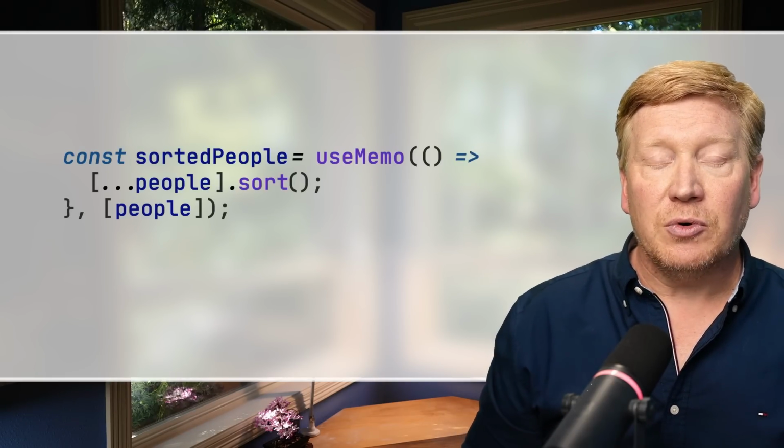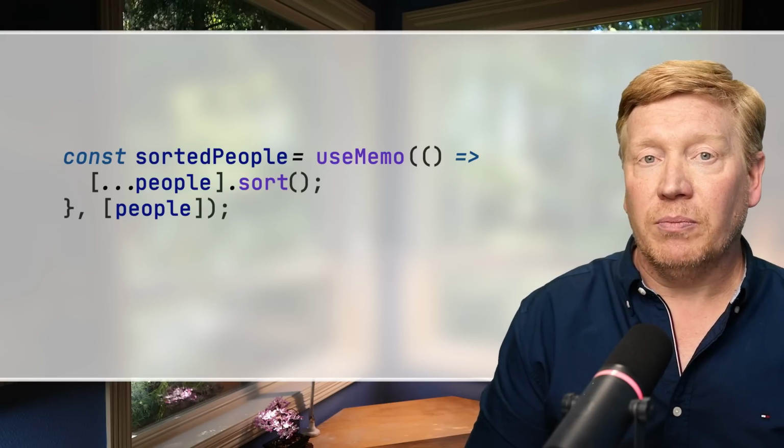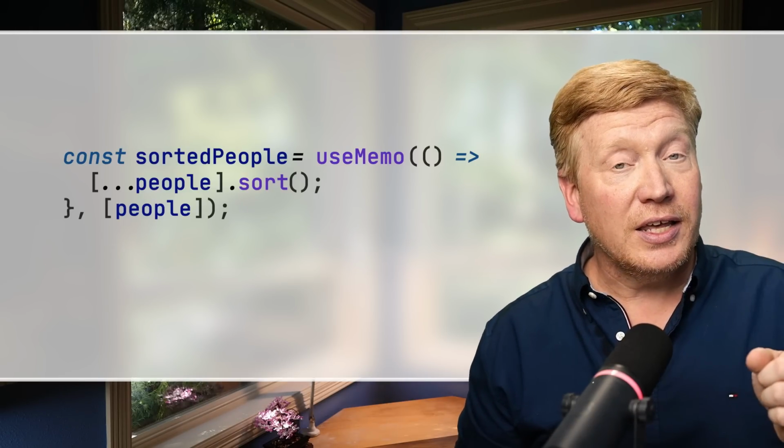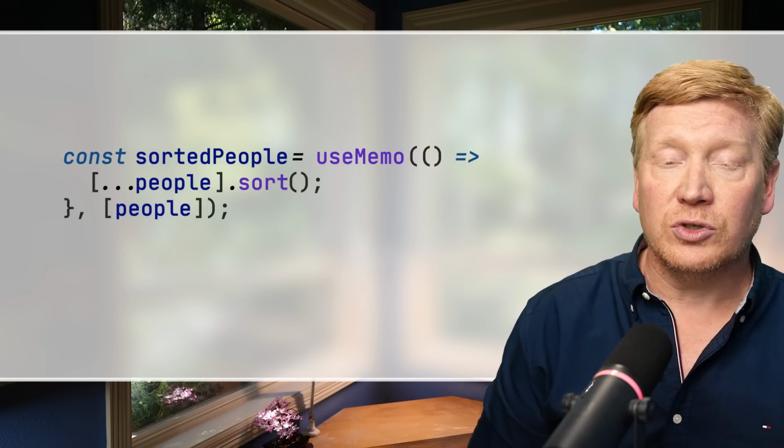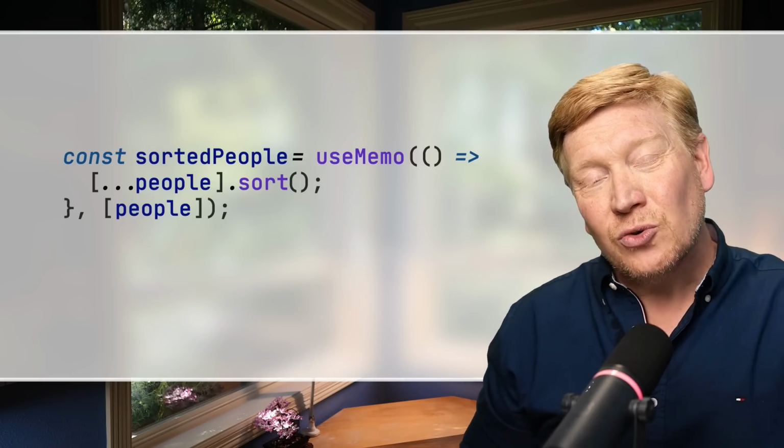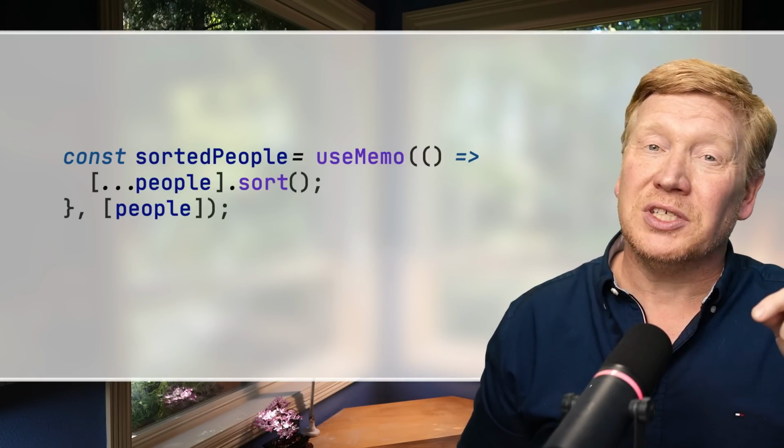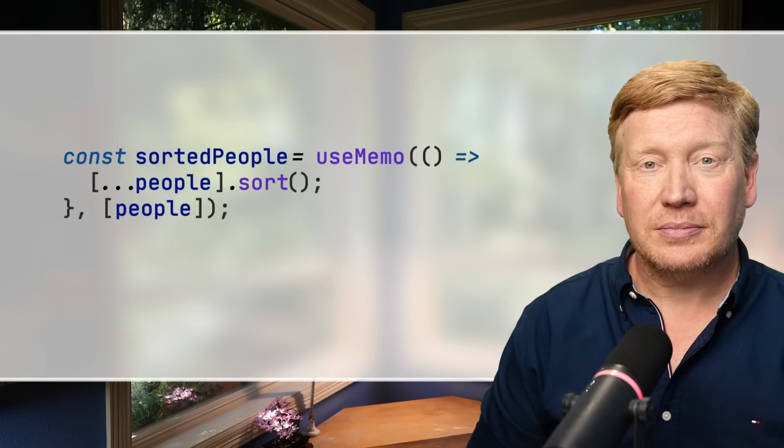Now, the second example is where we have a list of people and we want to sort them. So we're creating an array, so it falls into our first rule, and we're doing a sort, which is potentially expensive, so it falls into our second rule as well.